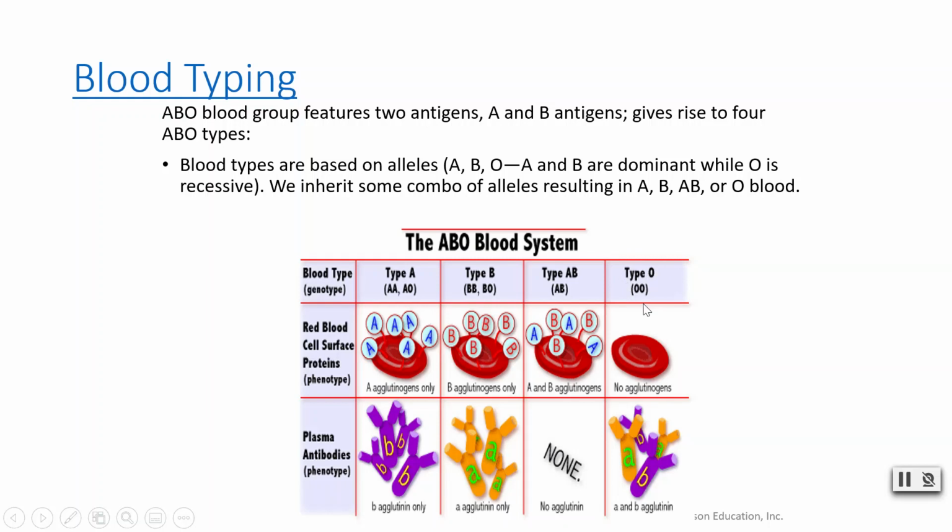Okay? If you had type O blood, your body would not be familiar with either the A or the B antigen. You have no self-antigens on your blood. So if you gave any of these antigens to a type O patient, then their body would not recognize those antigens. They would be considered foreign, and your body would trigger an immune response.